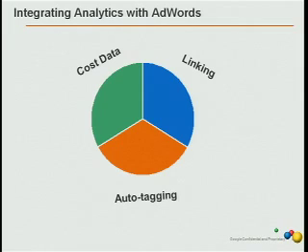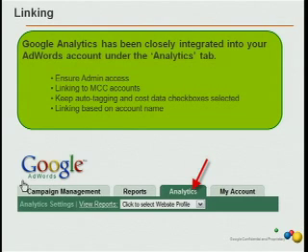Okay, so we have linking here, we have cost data, and we have auto tagging. So with linking, the process is really simple, right? You guys probably know if you have an analytics account and you have an AdWords account, you just go into your analytics tab in your AdWords account, you follow the prompts, select your account from the drop-down menu, and you link the accounts accordingly. If you don't have an account, then that's where you can create a new account. Before you actually do this, you want to make sure you have the same email login on both accounts. If that's not the case, you can always add the AdWords email login as an account administrator. You guys probably know how that works.